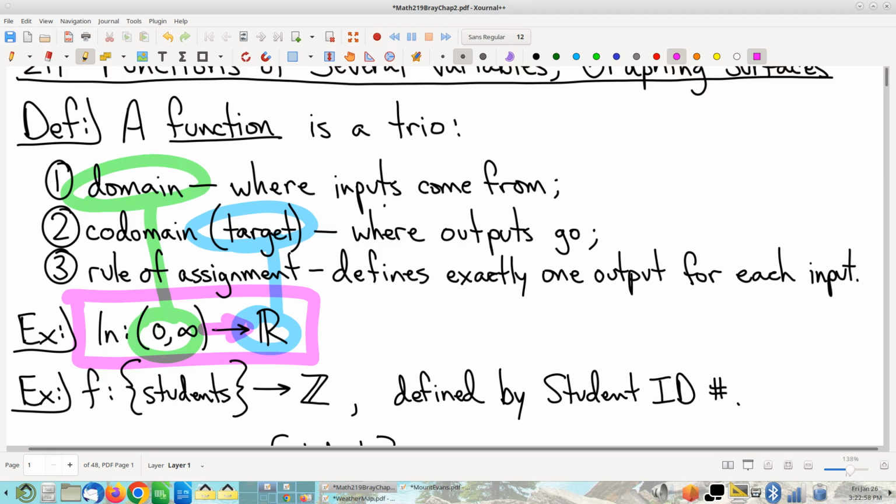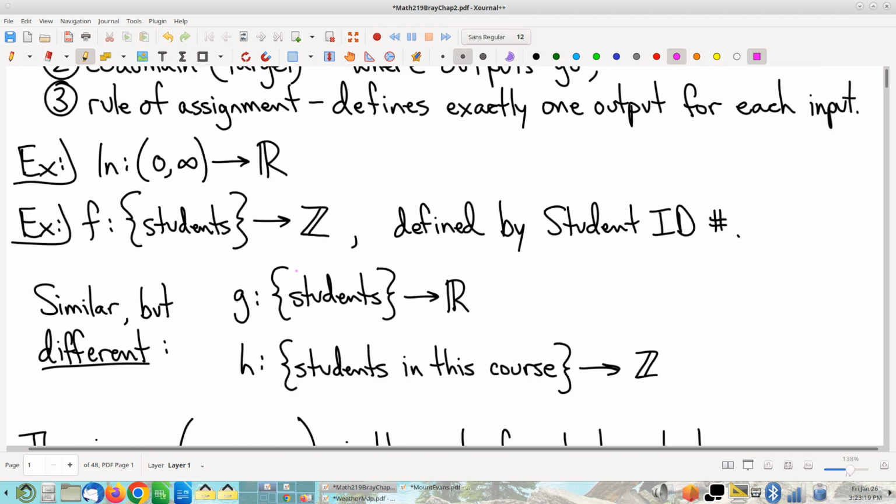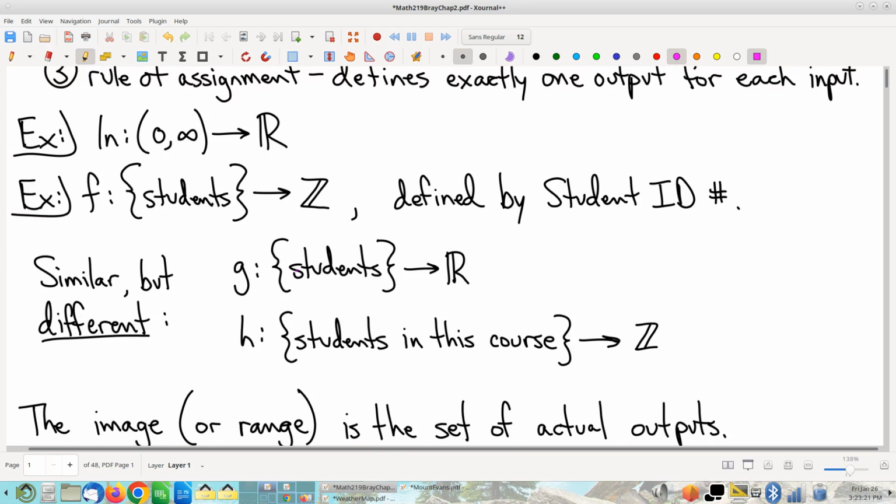All right. So the rule of assignment is the thing that actually does the from here to there. And typically, whatever the name of the function is, we'll write the name like that. And of course, y'all know natural log, and the exact formula for how to write that down is something y'all have seen in other contexts. Okay. All right. Now, just for contrast purposes, here are three different functions.